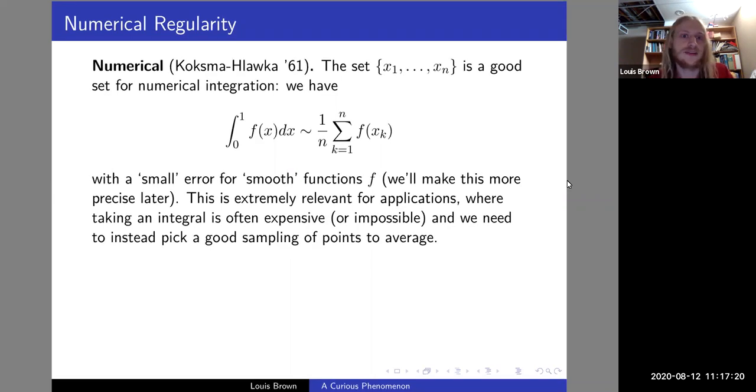So this is a very relevant sense for applications where taking an integral is often computationally expensive or even impossible, and we really need to instead just pick a good sampling of points to try to average.